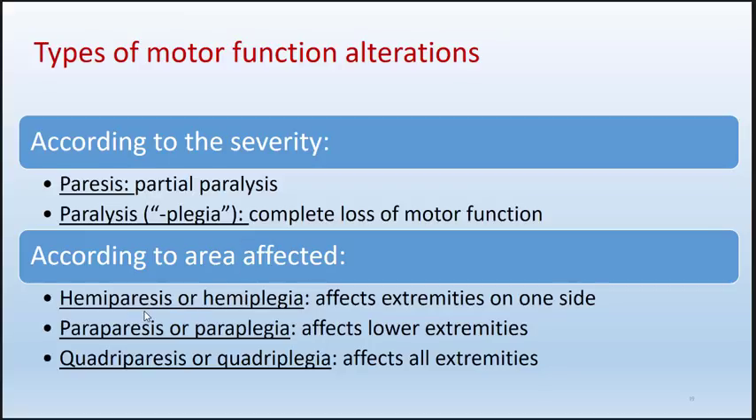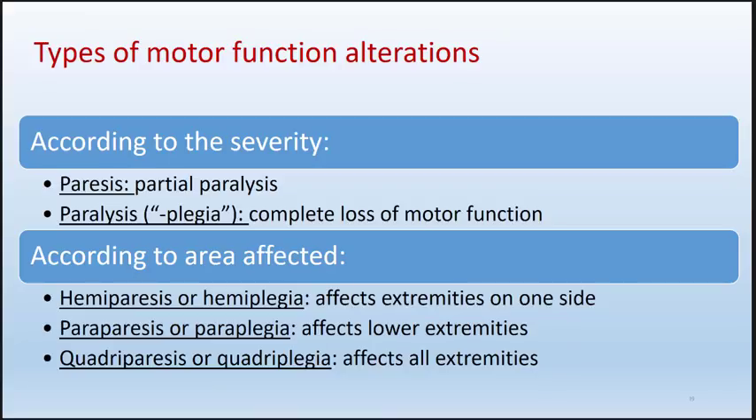And you can see that in terms of areas affected here, hemi is referring to extremities on one side of the body, but para and quadriparesis or plegia will affect either the lower extremities, in the case of paraparesis, or the lower and the upper extremities in the case of quadriparesis. And you would most likely have heard of it as paraplegia, where somebody has function of the upper extremities but not the lower extremities, and quadriplegia where they have both upper and lower extremities affected.